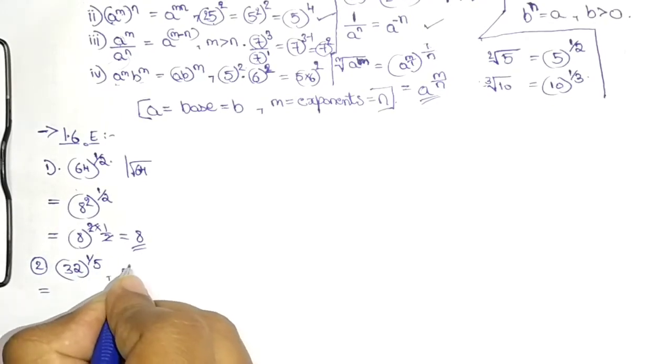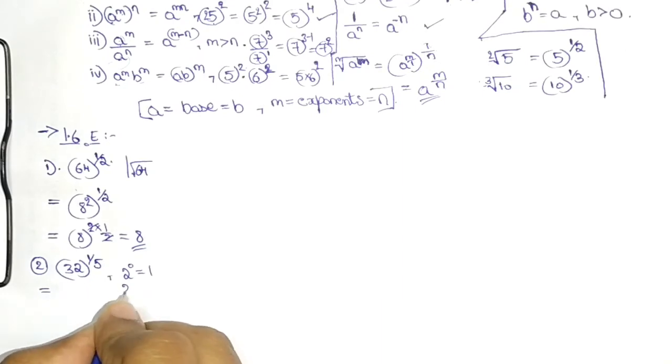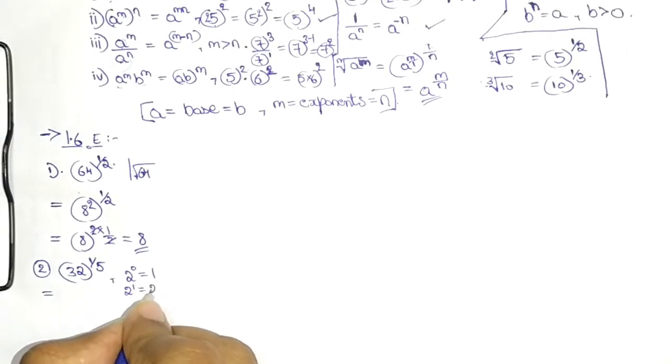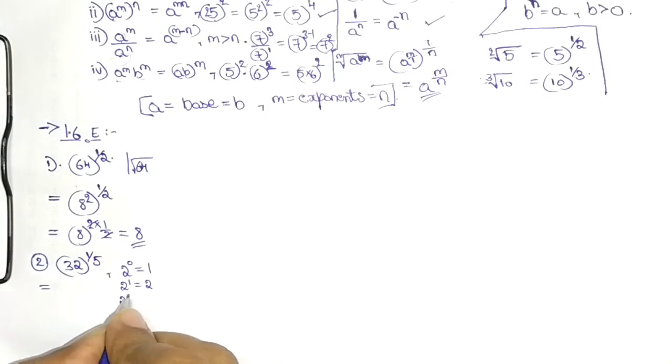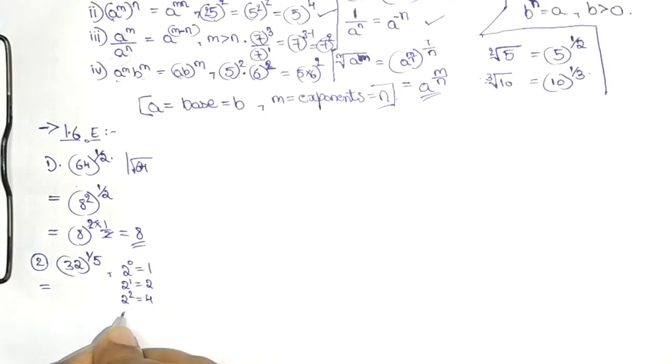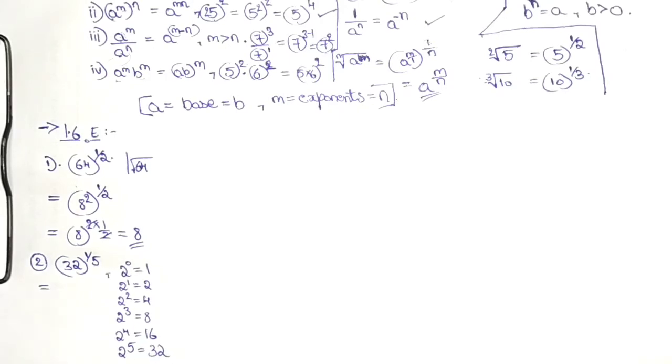See, 2 power 0 is 1. 2 power 1 is 2. 2 power 2 is 4. 2 power 3 is 8. 2 power 4 is 16. 2 power 5 is 32. I hope you know this.